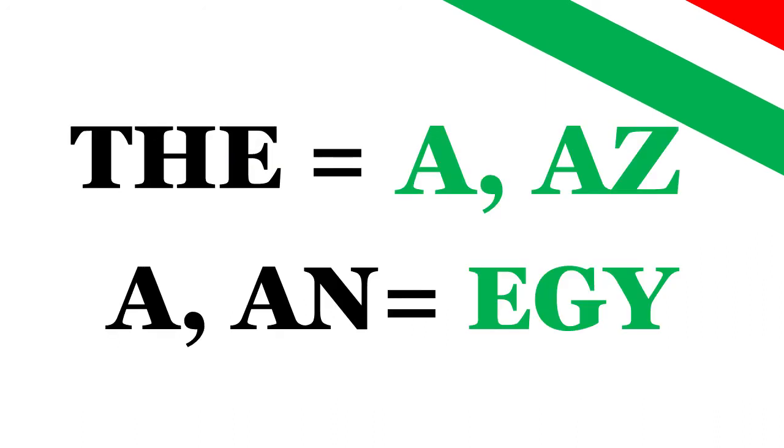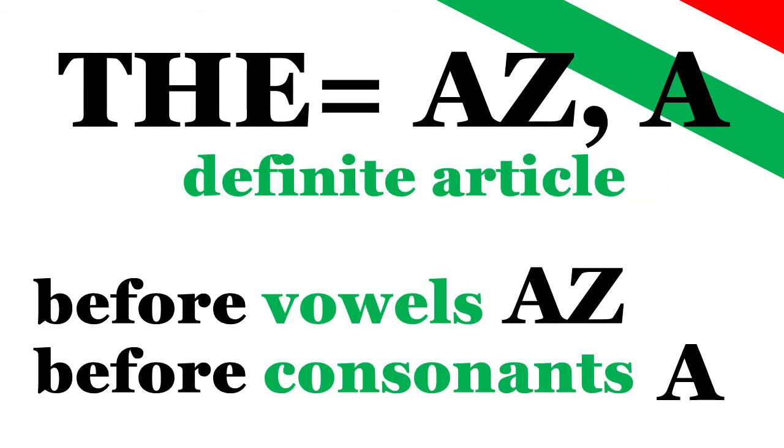Hungarian articles can be definite and indefinite like in English. There are two definite articles, a and az. There's only one indefinite article, egy. The definite article a is used with words beginning with a consonant. The definite article az is used with words beginning with a vowel.